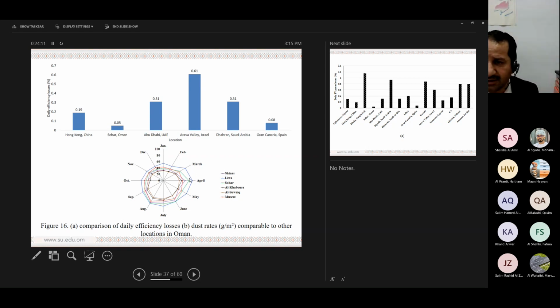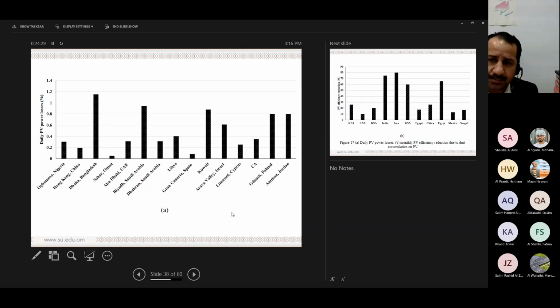So they measure the effect of dust over one entire year for different cities such as Shinas, Liwa, Sohar, to see the effect. You can see Liwa, as an example, has a higher effect and higher dust accumulation because it's near the Sohar industrial area. This is daily PV power losses. I'm trying to show you just samples of the comparison, how we compare the effect of dust for different cities.